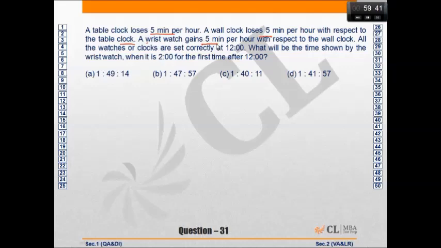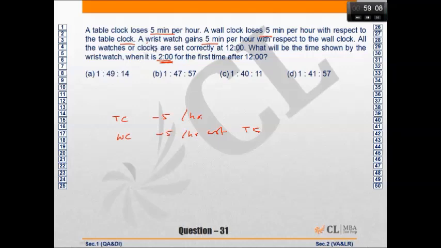Okay. All the watches or clocks are set correctly at 12. What is the time shown by the wristwatch when it is 2 p.m. for the first time? Okay, so let me say table clock loses 5 minutes per hour. Then you have a wall clock loses 5 minutes per hour with respect to table clock. So it will be less than 5 minutes. Yeah, more than 5 minutes. Okay. Yeah, there will be 2 successive effectively.